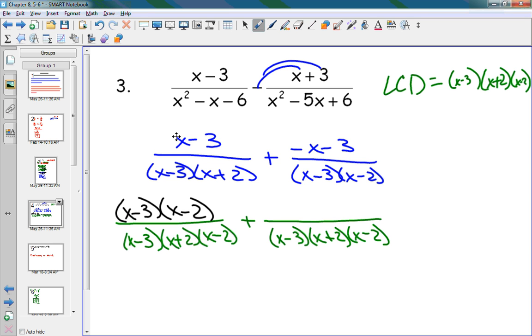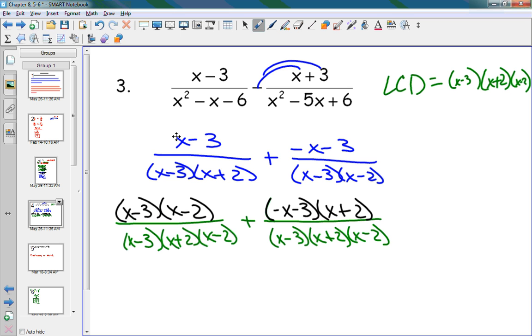Okay? Now what am I going to do on the bottom here? I have x minus 3, x minus 2. What did I tack on? The x plus 2. So again, I'm going to have the x minus 3, which was the original, and then I'm going to tack on the x plus the 2. Do we see that?